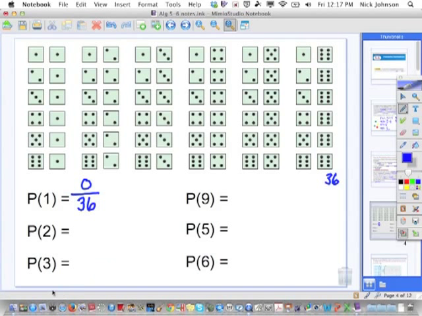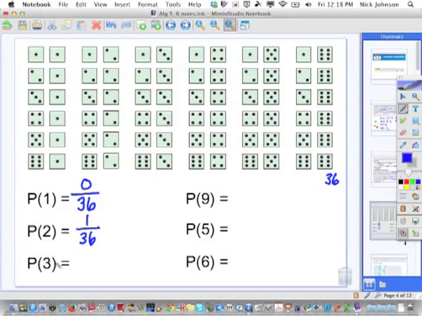The probability of getting a 2, well, that only happens once, when the first die is rolled a 1 and the second die is rolled a 1. Otherwise, all these add up to something different. So it's 1 out of 36.